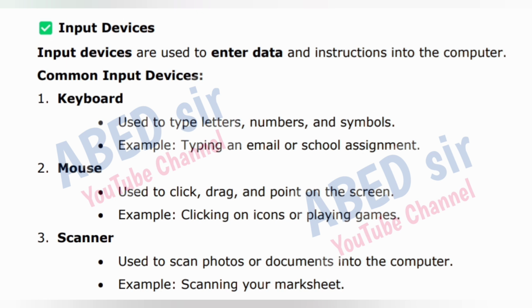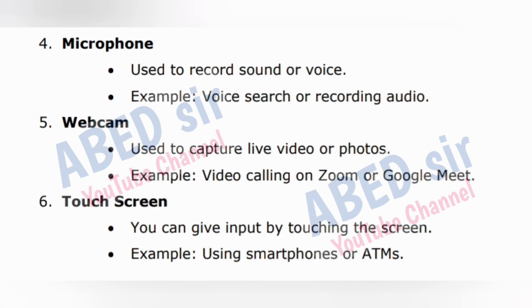Common input devices. 1. Keyboard. Used to type letters, numbers, and symbols. Example: typing an email or school assignment. 2. Mouse. Used to click, drag, and point on the screen. Example: clicking on icons or playing games. 3. Scanner. Used to scan photos or documents into the computer. Example: scanning your marksheet.